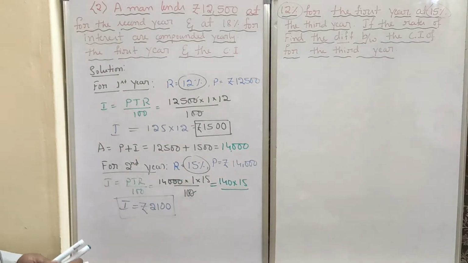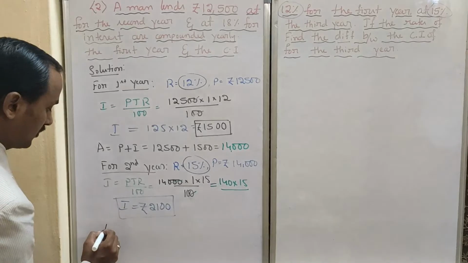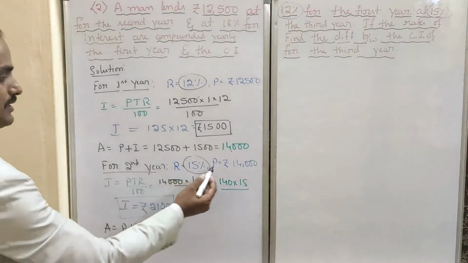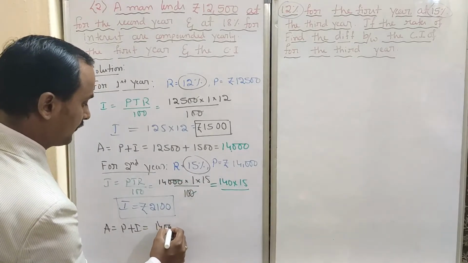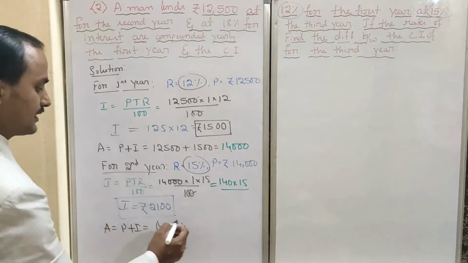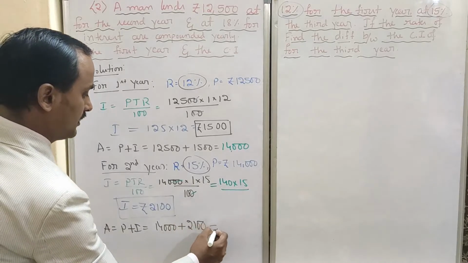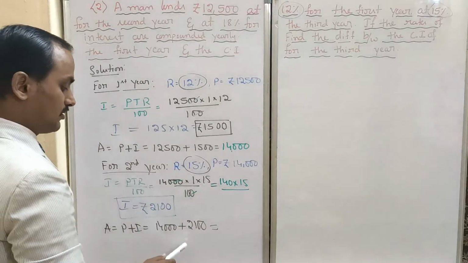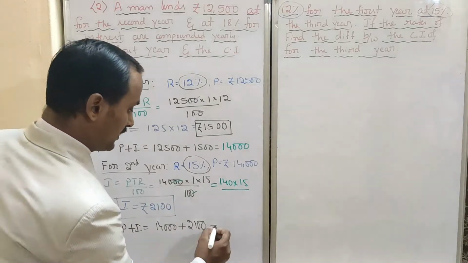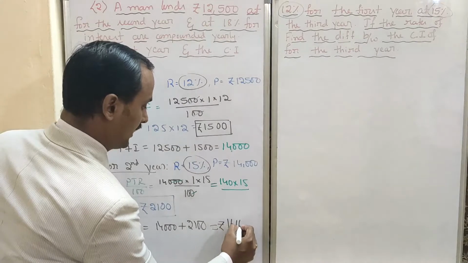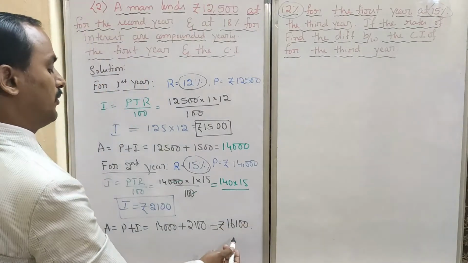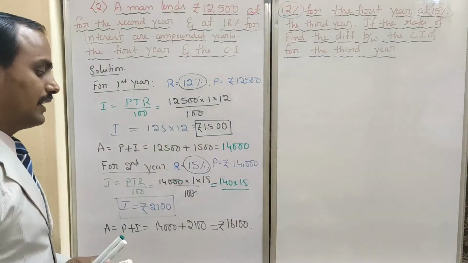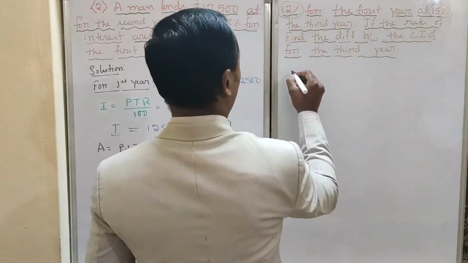Now at the end of the second year, amount is equal to principal plus interest, which is second year principal 14,000 plus second year interest 2,100. The addition: 14,000 plus 2,000 is 16,000, plus 100, 16,100, dear children. I am finding the amount because this amount will go to the third year principal. Shall I continue? Now coming to the third year.